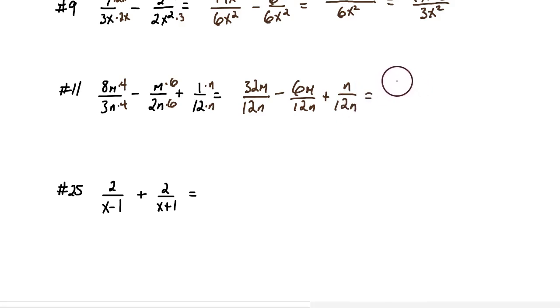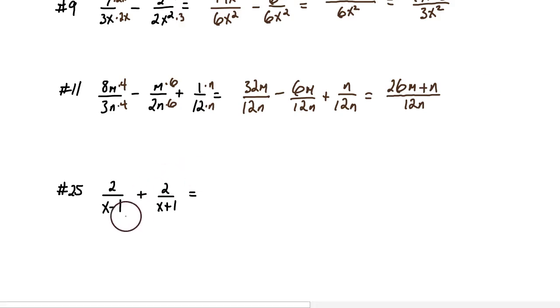Now combine the numerators together. 32m minus 6m is 26m. And then we're also adding n. And that's all over our common denominator of 12n.